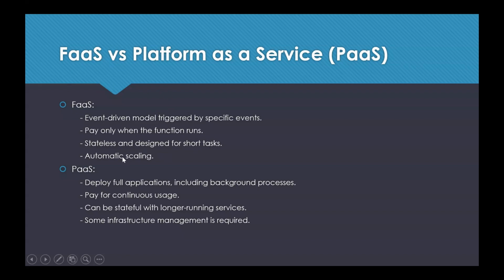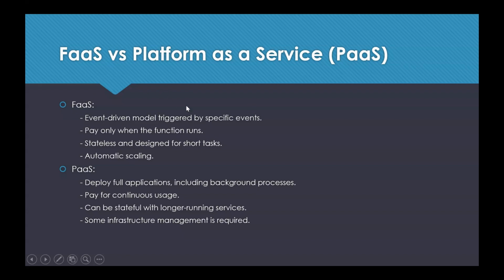Now let's see how platform as a service is different from function as a service. In platform as a service, you can deploy full applications including background processes, so that a background process will be running and your application will be up every time. You pay for continuous usage. When you create a platform as a service resource, you have to pay continuously, whether it is running or you are using it or not.